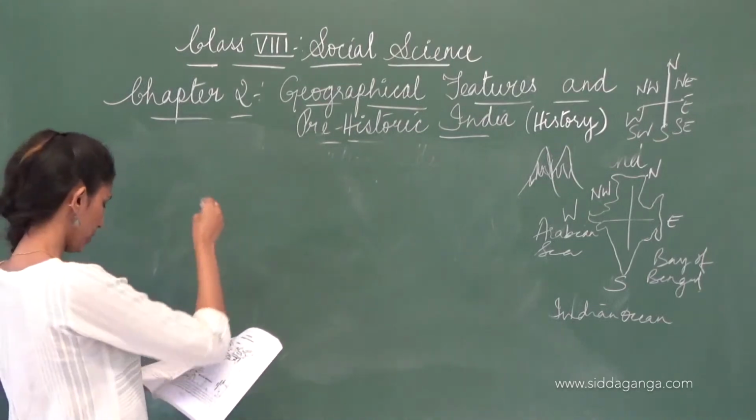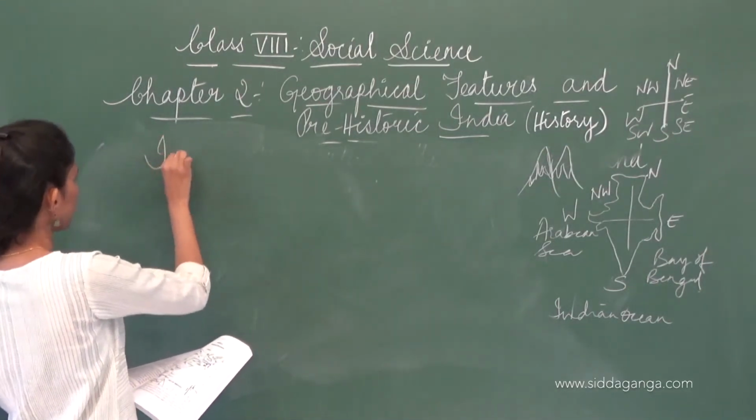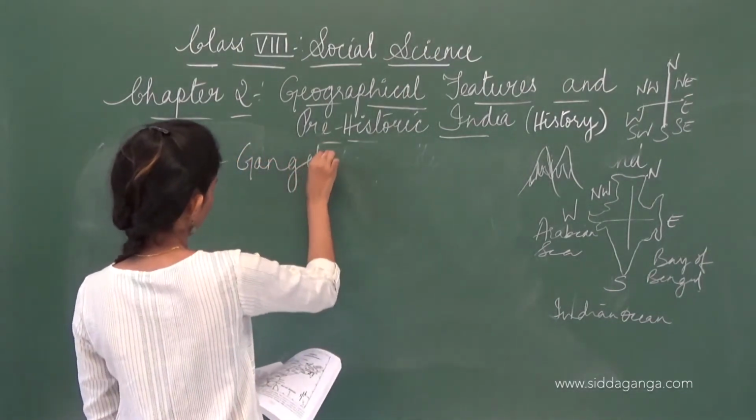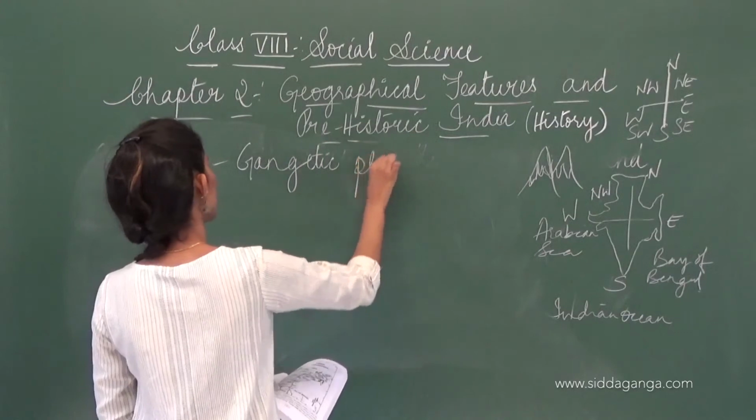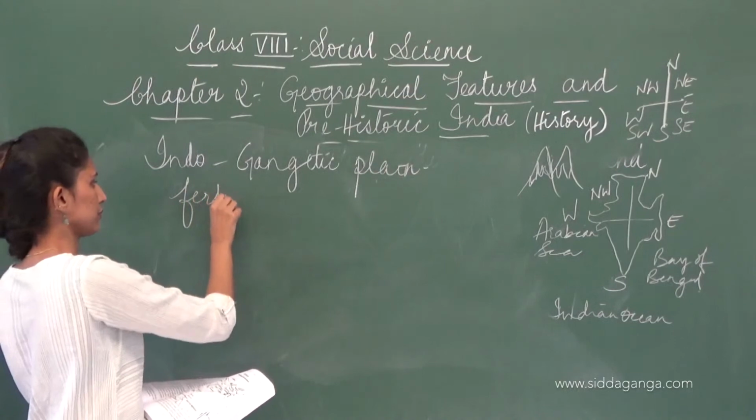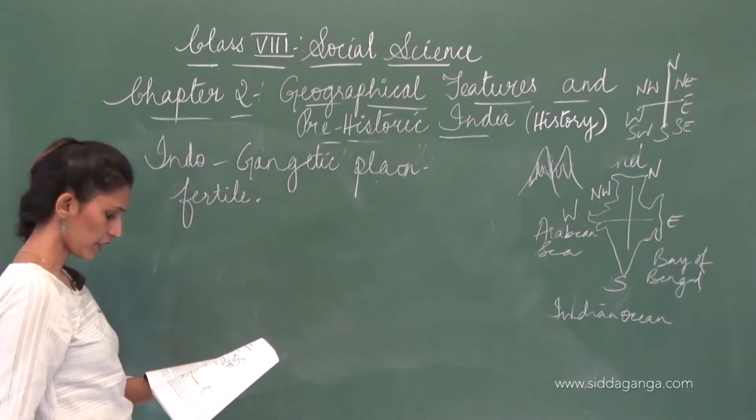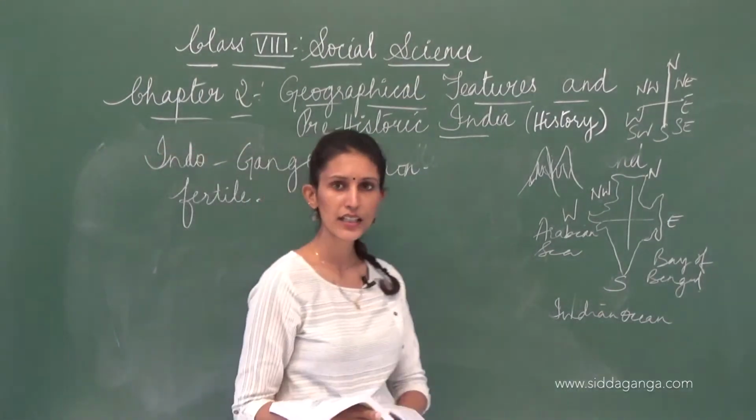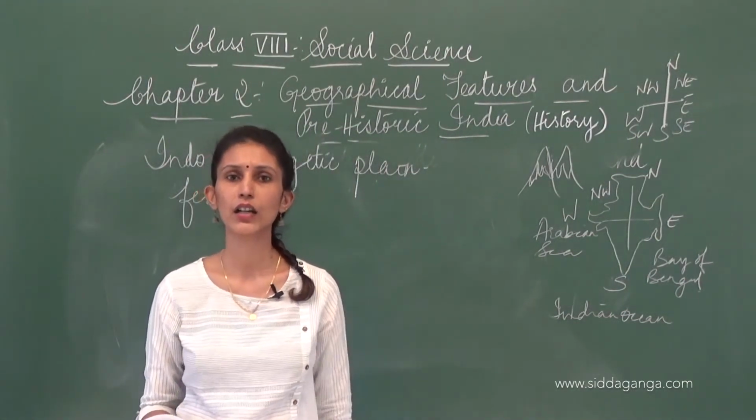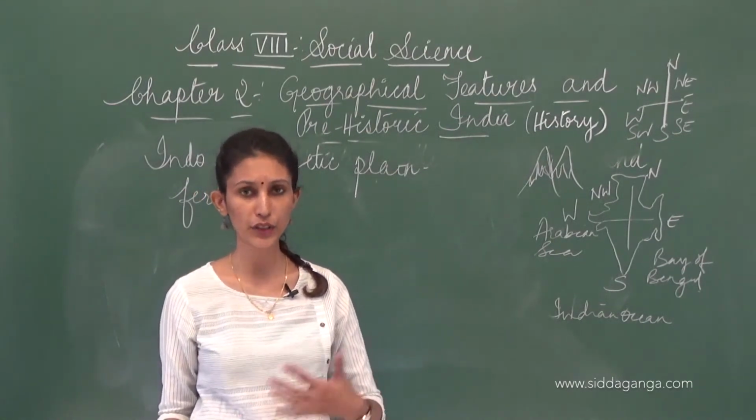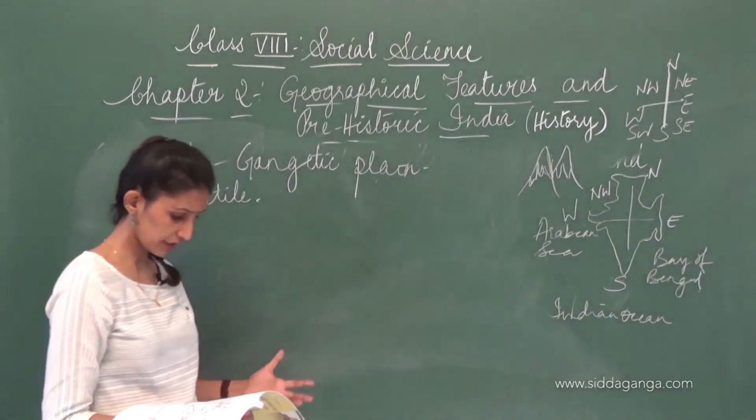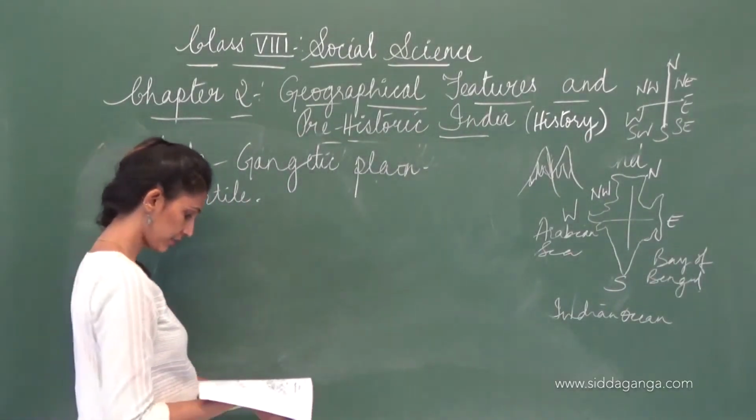Next, now this Indo-Gangetic plain that is there, Indo-Gangetic plain is very fertile. Fertile is, it can be used for cultivation, you can grow your crops, okay, it's a very productive land, you can make your produce there, it is a very useful land. Understand fertile in that way, alright.